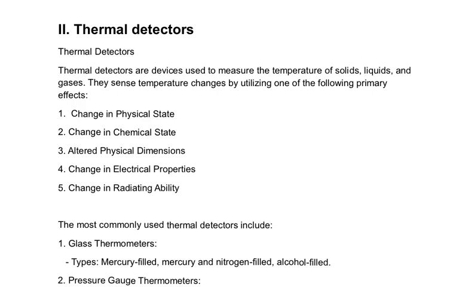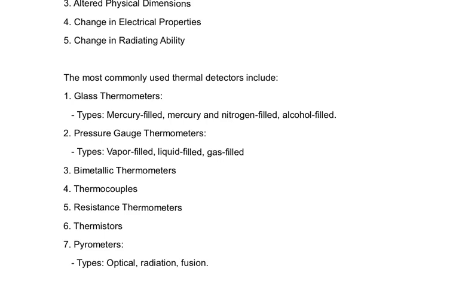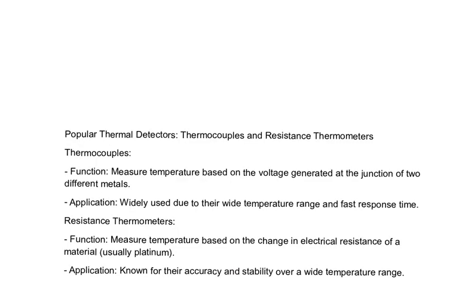Okay, the best example, the most commonly used thermal detectors are the glass thermometer, mercury filled, mercury nitrogen filled or alcohol filled, pressure gauge thermometer, vapor filled, liquid filled and gas filled, bimetallic thermometers, thermocouples, resistance thermometer, thermistor, pyrometers. In the pyrometers you have three different types, that is optical, radiation and fusion. Most popular thermal detectors used are thermocouple and resistance thermometer.